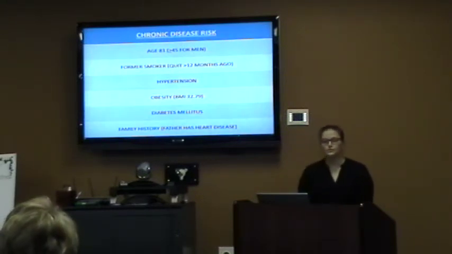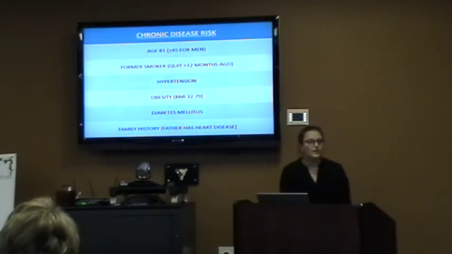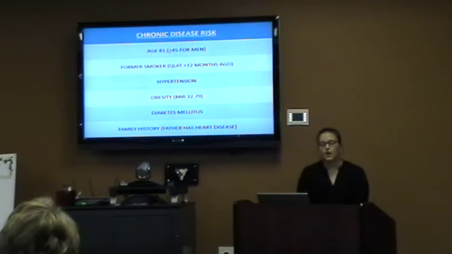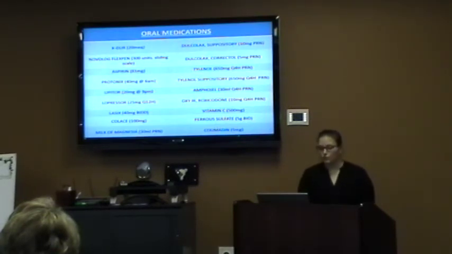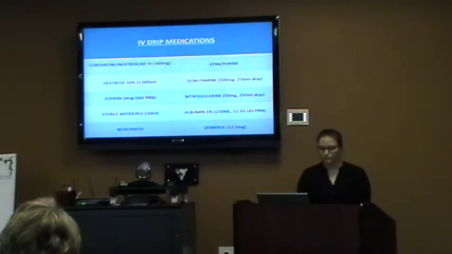So his chronic disease risk: he is 81 years old, he was a former smoker, he has hypertension, obesity, diabetes, and his father has heart disease. These are all of his oral medications, which comprise blood thinners, acid reflux medications, blood pressure medications, diuretics, insulin, laxatives, pain relievers, and vitamin C and iron.